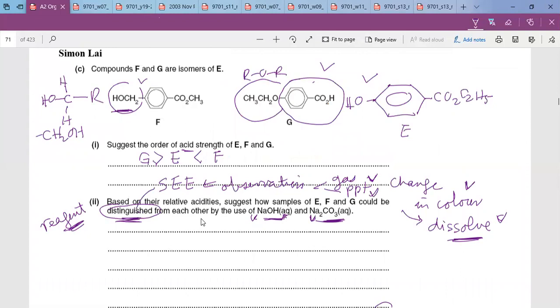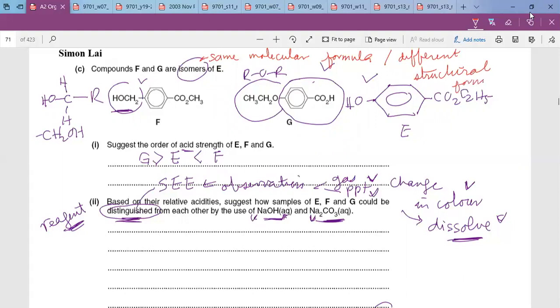Now this part here is the tricky part. Compounds F and G are isomers of E. Why isomers? All these three phenols have the same molecular formula but different structural formula. If I ask you that, you should know.